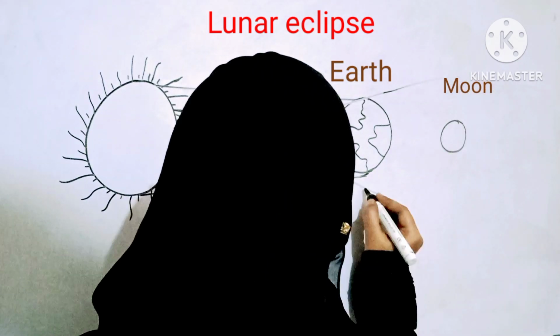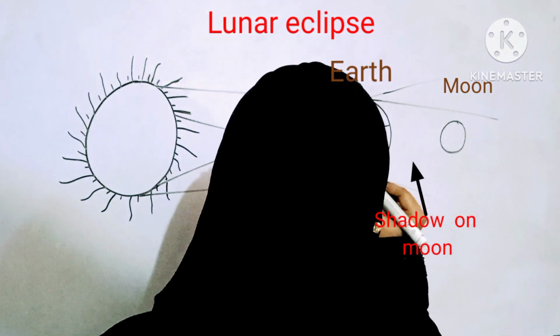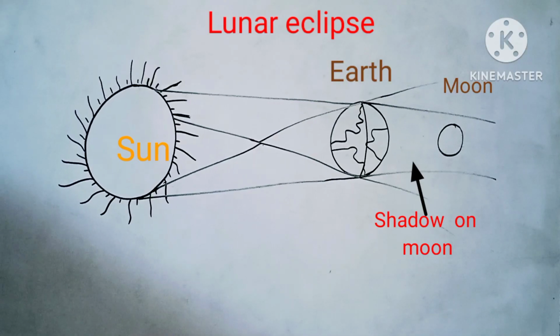This solar and lunar eclipse is a natural phenomena. It is a fact or a situation that can be seen.